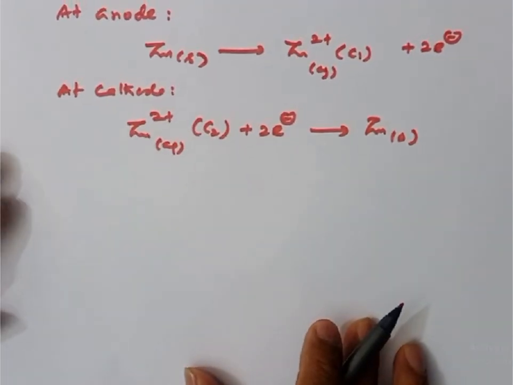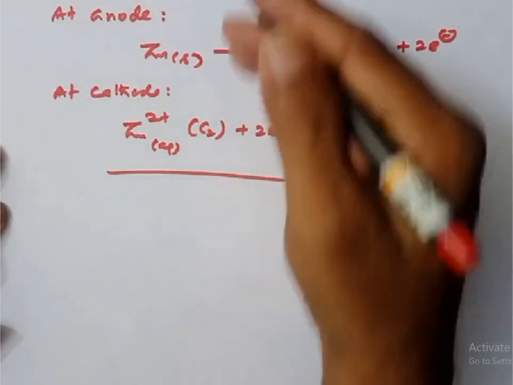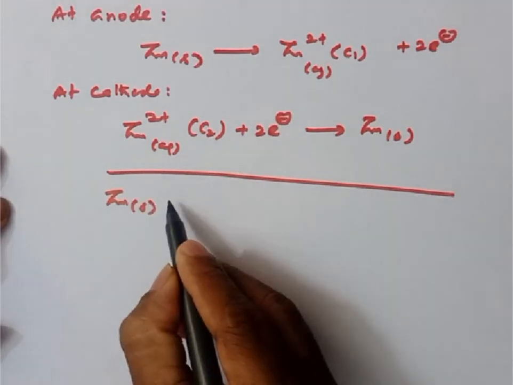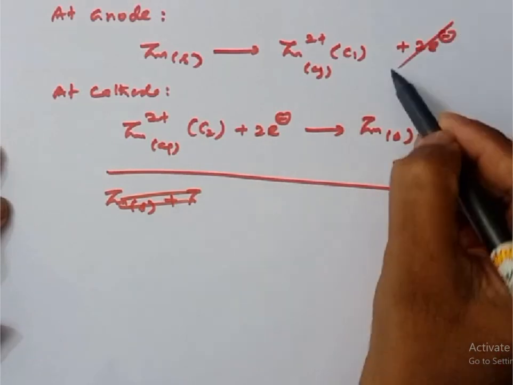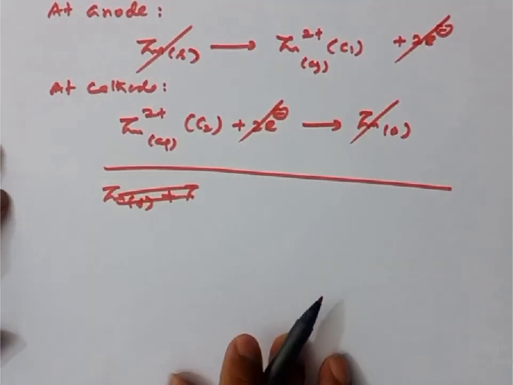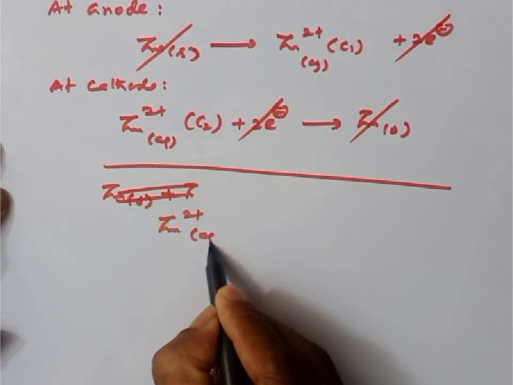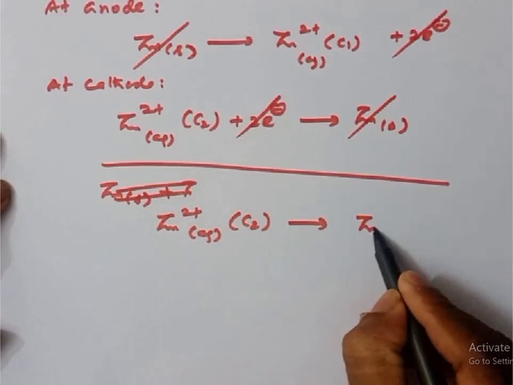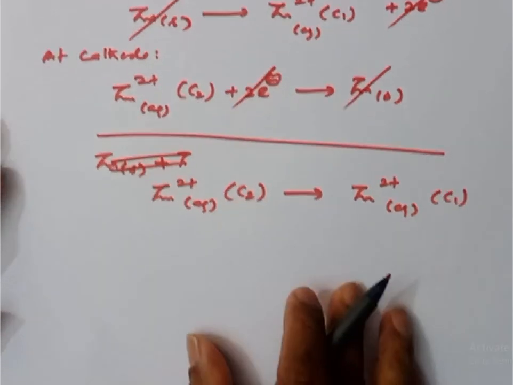And what is the overall reaction? Since the number of electrons are equal, you can directly add the two. So zinc solid, plus, one second, you can cancel 2 electrons, and you can cancel the same species here. So what is remaining? Zinc 2 plus ion in aqueous medium of concentration C2 becoming zinc 2 plus ion in aqueous medium of concentration C1. See this?